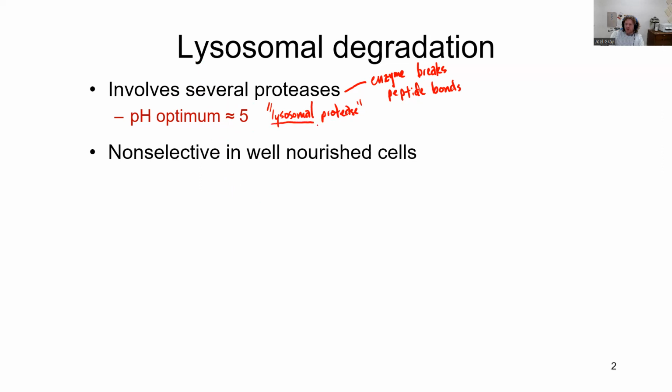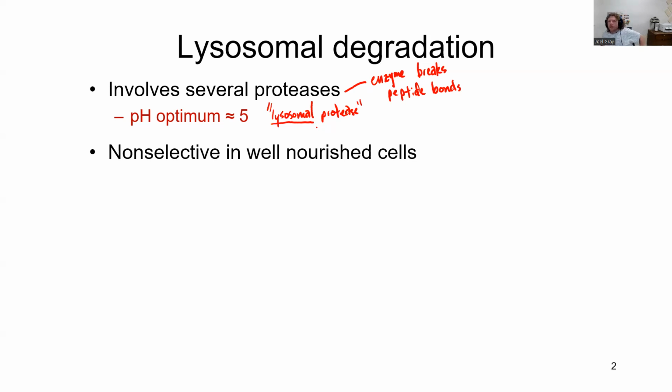I'm going to underline lysosomal because these are proteases that are found in the lysosome. What's implied there is that there are proteases in other areas of the cell. There are cytosolic proteases. There are probably mitochondrial proteases, and chloroplast proteases in the event of a photosynthetic organism. But I just want to clarify that.